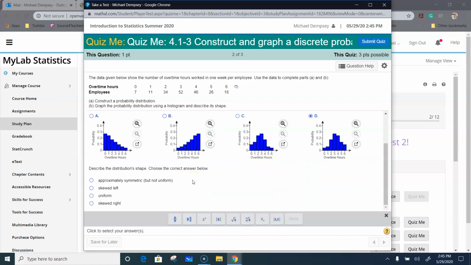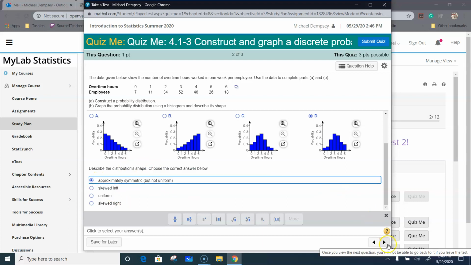To describe the distribution shape, well, if it looks like this, where we have a long tail to the right, remember that's skewed to the right. If it looks like this, long tail to the left, it's skewed to the left. Both of these two distributions are roughly symmetric. Okay, uniform means they would all be the same, all the bars are the same height.